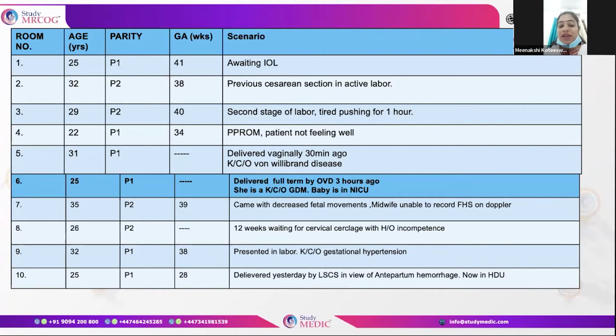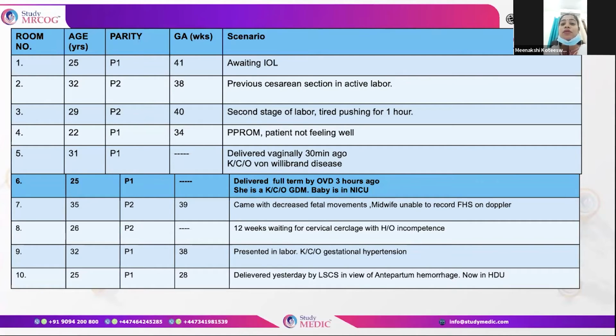And once my urgent rooms have settled, I shall apologize for the delay and I shall counsel her regarding the cervical cerclage procedure. And next is room number 9, who is a primi with 38 weeks of gestation, and she has presented in labor, and she's a known case of gestational hypertension.